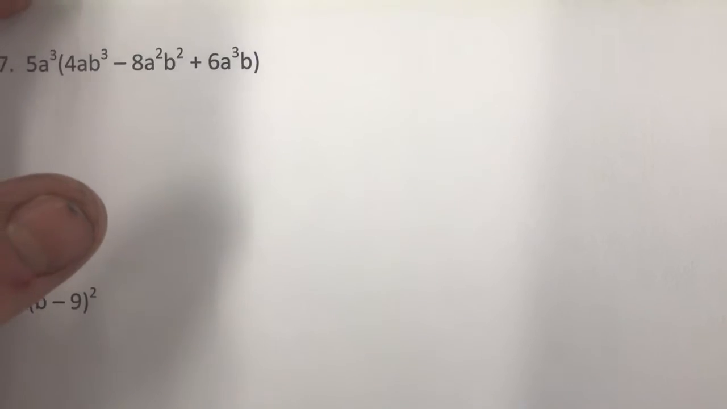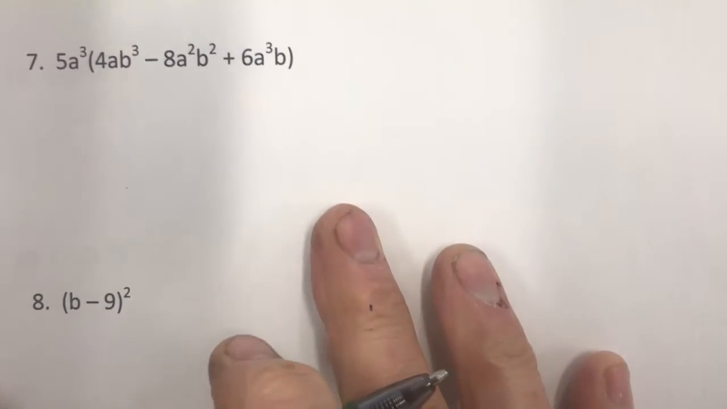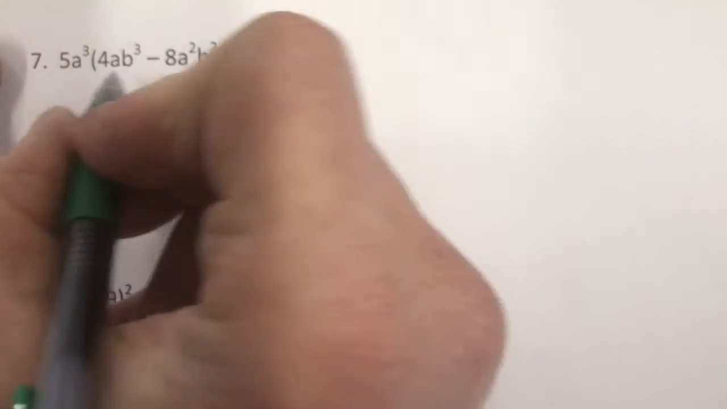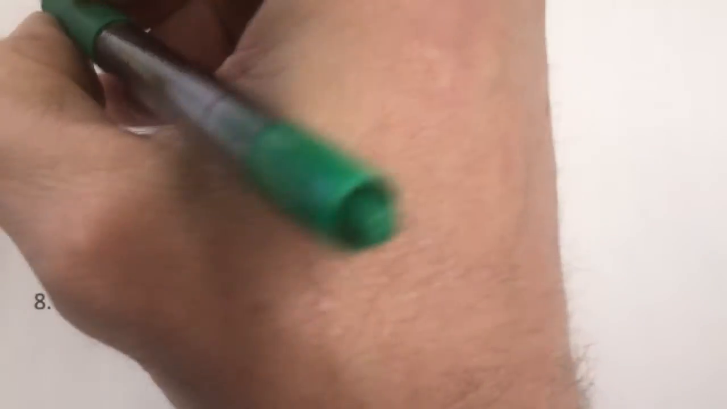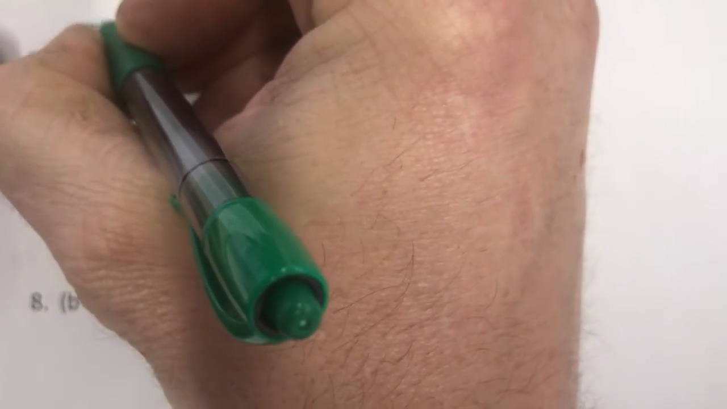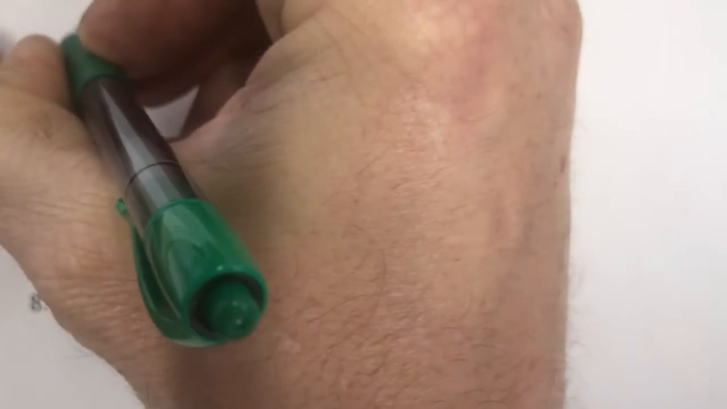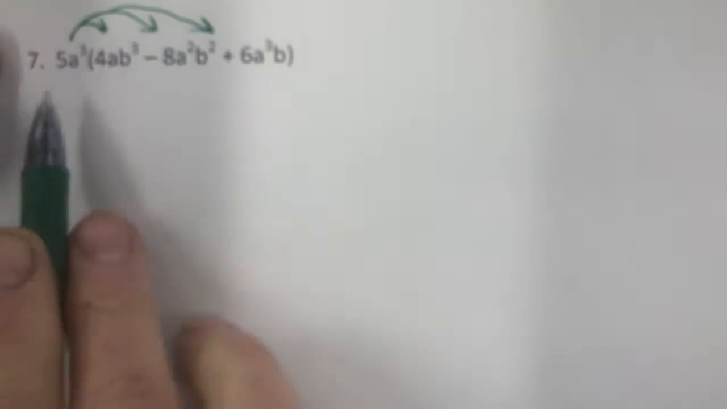Now in this one, we're multiplying. Here's a monomial times a trinomial. So basically what I'm going to do is distribute that into this expression here and multiply it to all three of these.